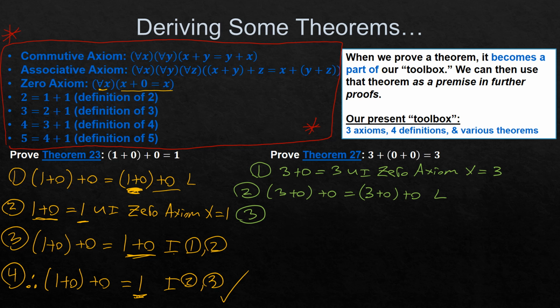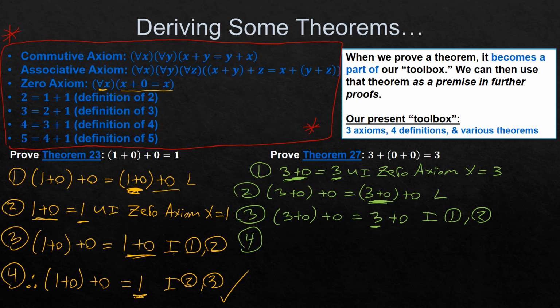That is, we can say that we have (3 + 0) + 0 is equal to 3 + 0 by the identity with lines 1 and 2. Because we know on line 1, it tells us that 3 + 0 is equal to 3. Line 2, we have this 3 + 0. Hence, so to speak, we can substitute in a 3 for that 3 + 0.